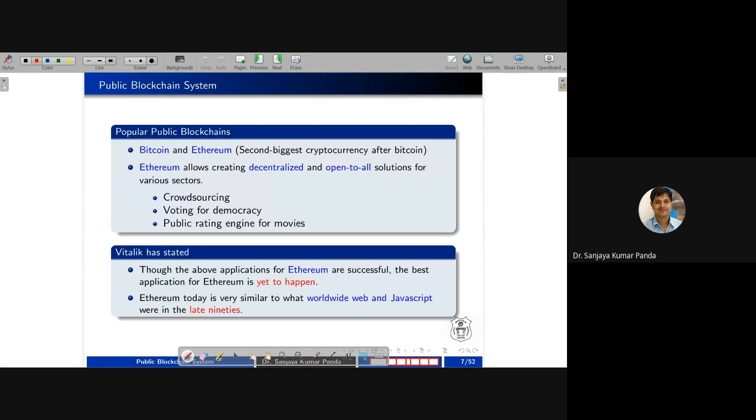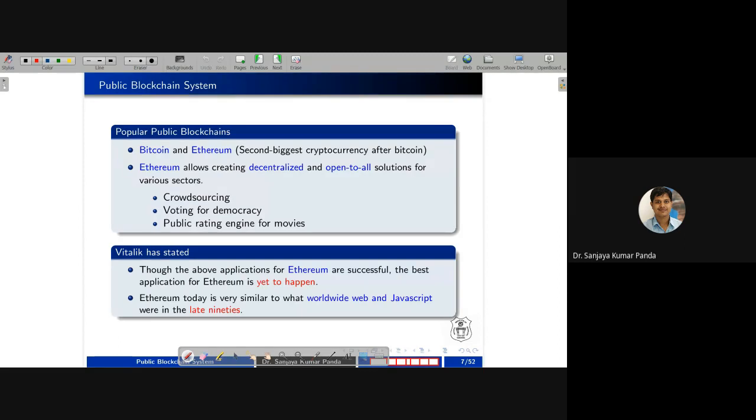Similarly, we assume that in future voting is also going to be done with the help of Ethereum, right? Voting for democracy, right? There is no need to go to the voting center to give the vote. Voting can be done by sitting at home also. Next we have a recommendation system. In a recommendation system, we give a rating for each and every movie. So there also we can use Ethereum.